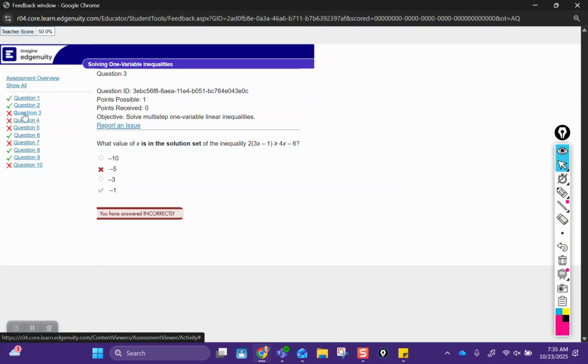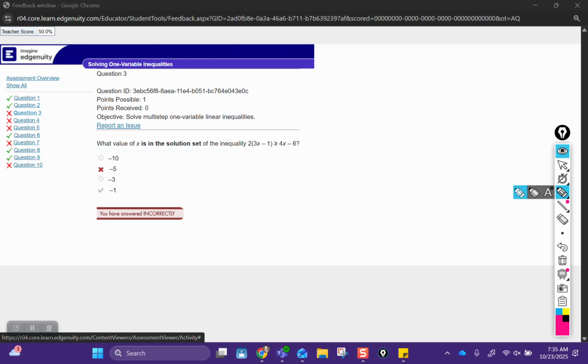It says, what value of x is in the solution set of the inequality? You actually can solve these problems one of two ways. You could solve the inequality itself and see which of these numbers are true, or you could just plug the different values in. In my opinion, that takes a little bit longer, but I'll just show you what it looks like. Since we know that negative 10 is not an answer, that's the one I'll do.